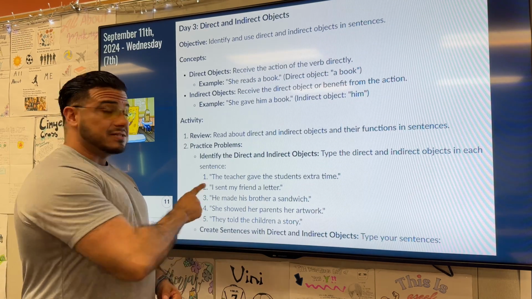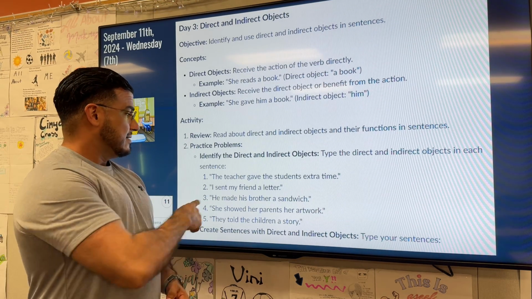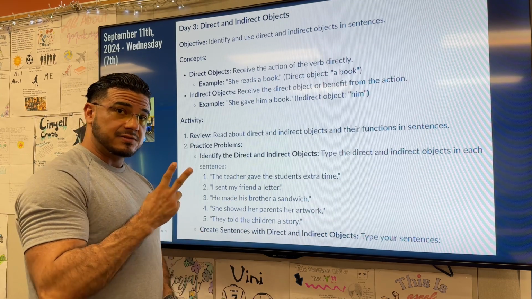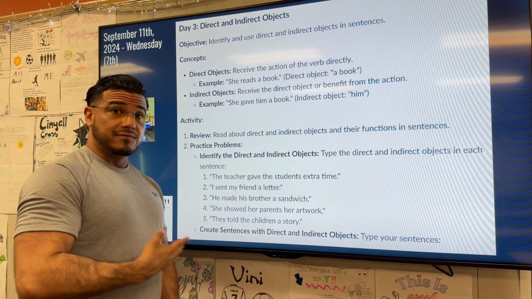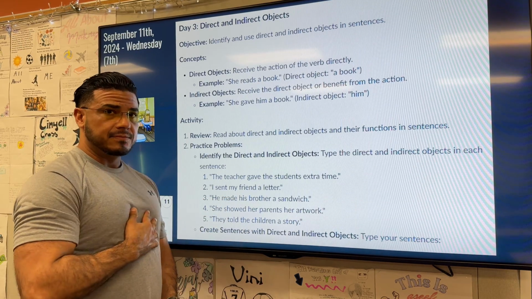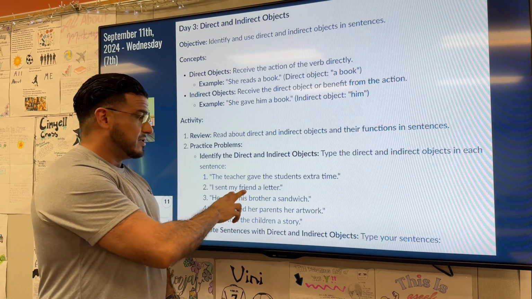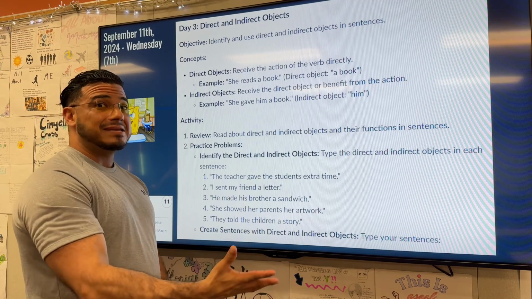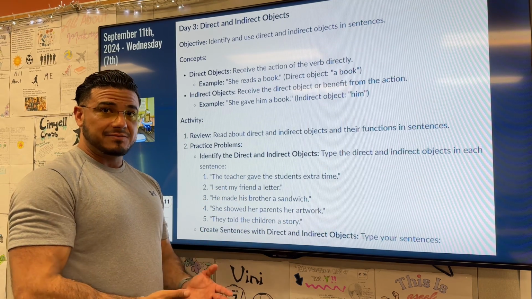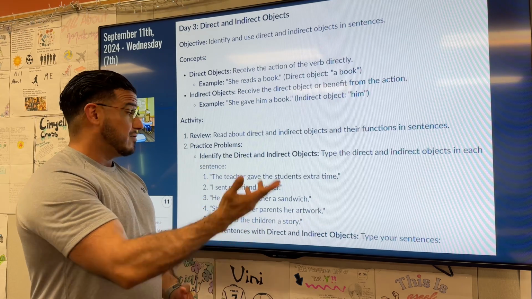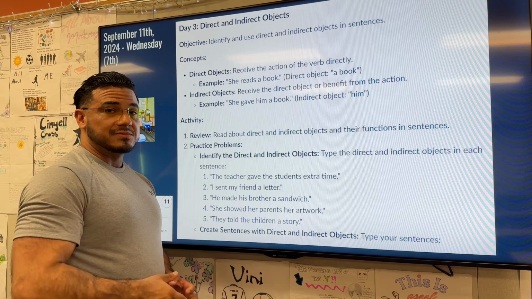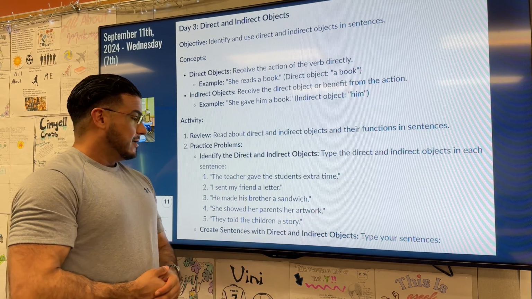Moving on, sentence number 2. I sent my friend a letter. Our subject for sentence 2 is I. The verb associated with sentence 2 is sent. I sent my friend would not be our direct object because I'm not sending my friend. Instead, it would be a letter. That's our direct object. That's what's being sent. However, it's being delivered to my friend. Therefore, my friend becomes the indirect object.